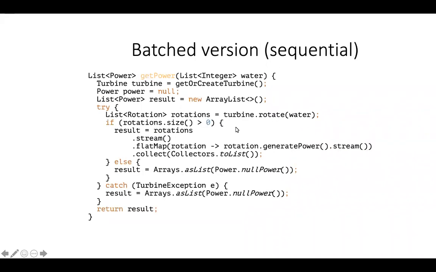Okay, and this would be the batched version of this. We are taking a list of water, and then we are going to return a list of power. I hope this is pretty clear.